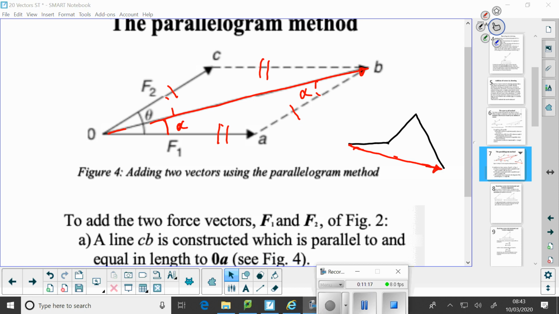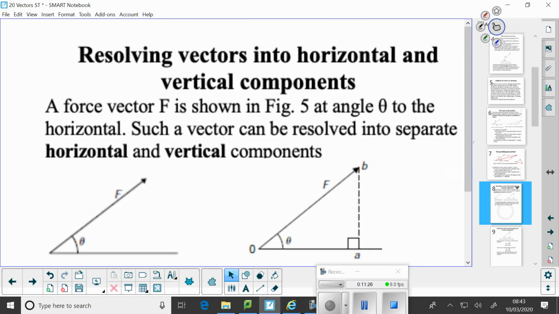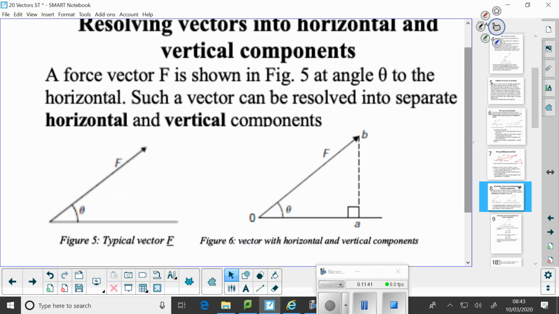Okay, so that's by drawing. We're going to look at now, and we've also done a little bit of this maybe in a different way, resolving vectors into horizontal and vertical components. Force vector F is shown in figure 5 at an angle of theta to the horizontal. Such vectors can be resolved into separate horizontal and vertical components.